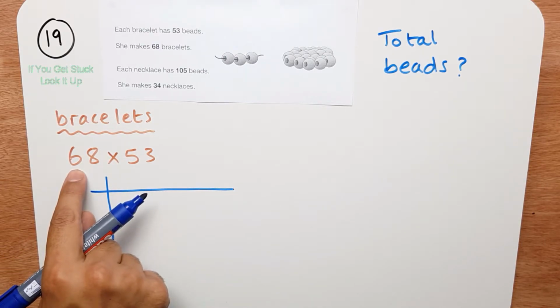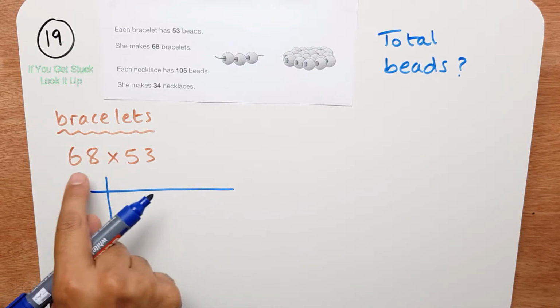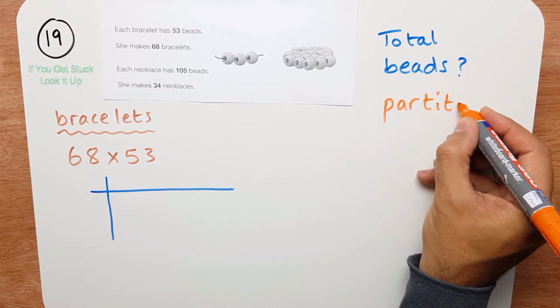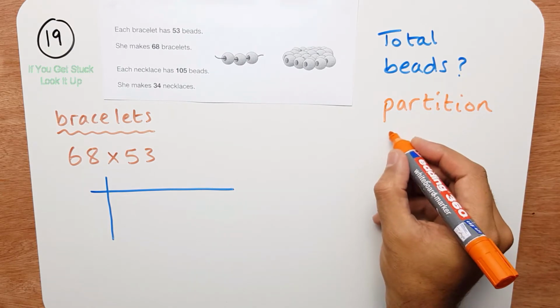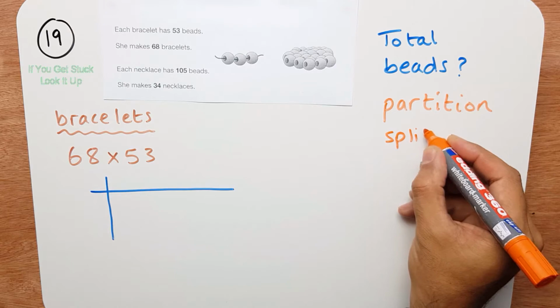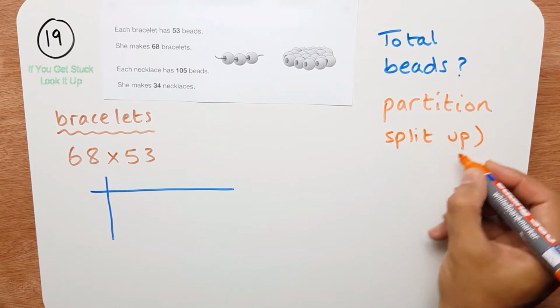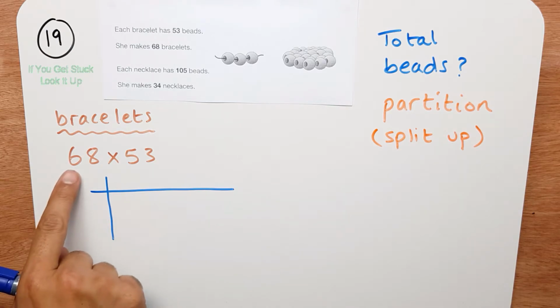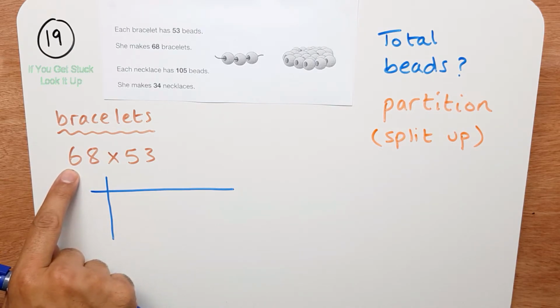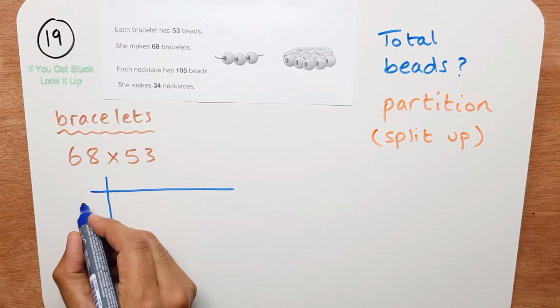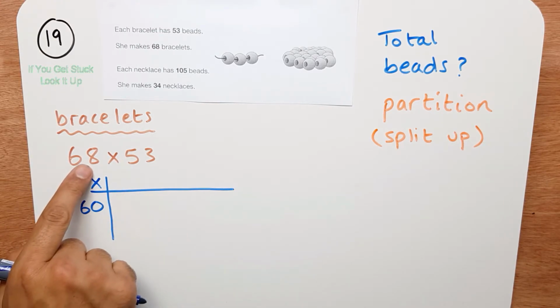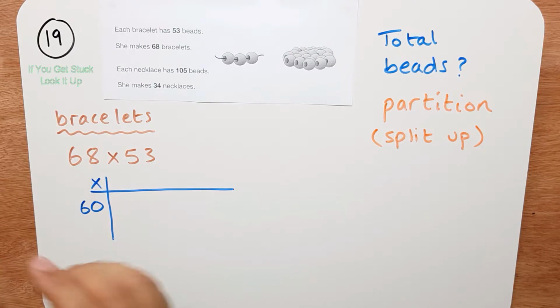I'm going to partition these two numbers. Let me write the word partition down. And this simply means to split up. That's what we need to know that partition means. Now 68, you have 6 in the tens column, which is 60. Let me put a times there. And you have 8 in the ones or the units column, which is simply 8.